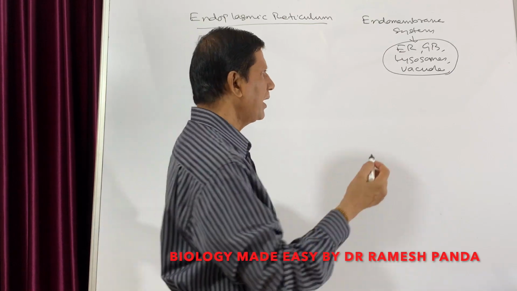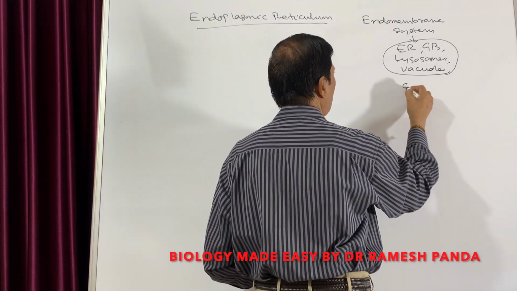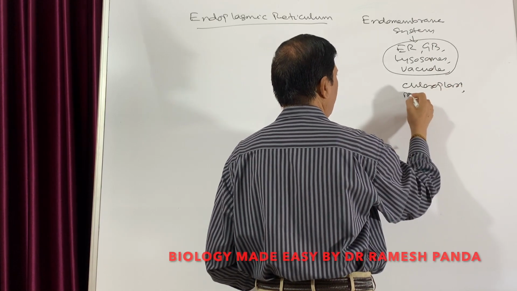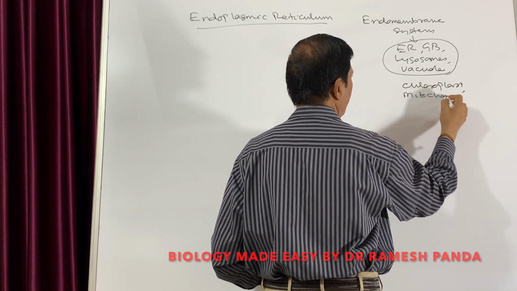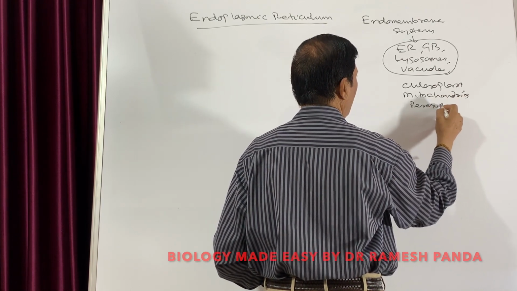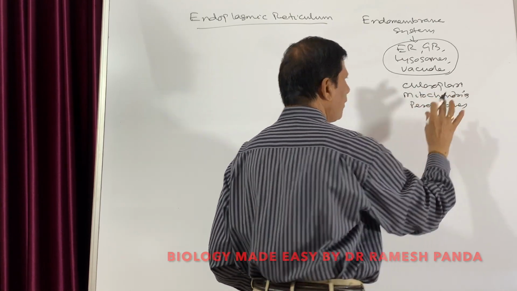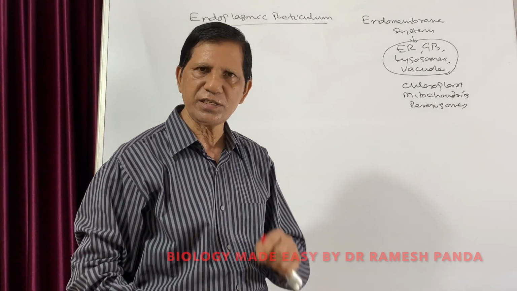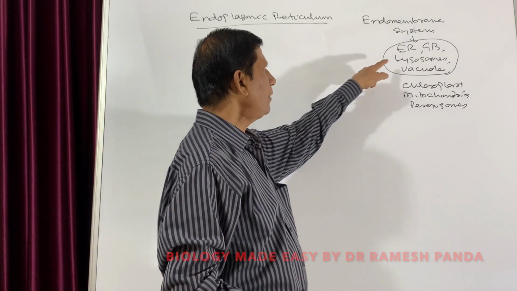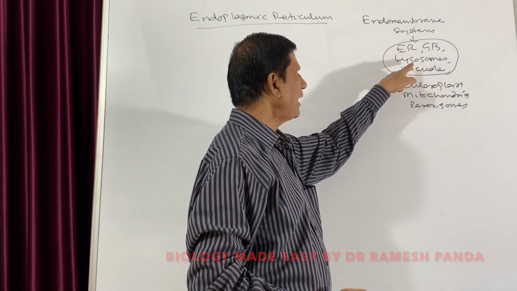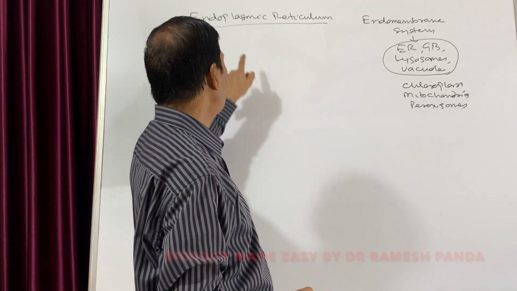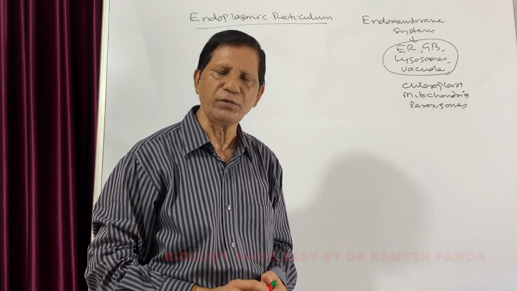While other organelles like the chloroplast, mitochondria, peroxisomes or other organelles like sperm are not part of this endomembrane system. This is important from the examination point of view. So the endoplasmic reticulum, Golgi body, lysosome and vacuole come under the endomembrane system, and we will discuss them one by one. This video will discuss particularly the endoplasmic reticulum.